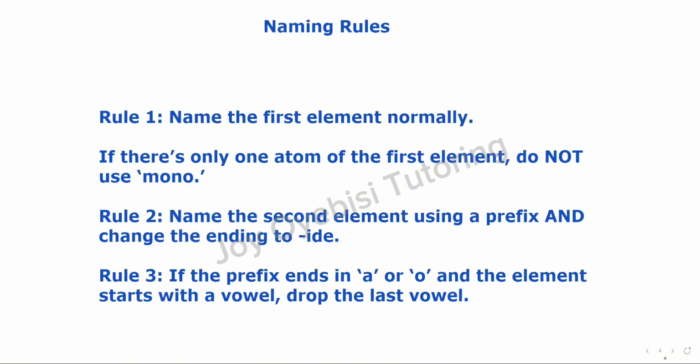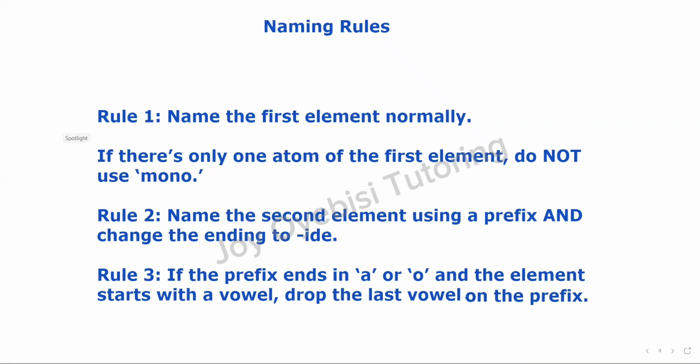Now, rule 2, name the second element using a prefix and change the ending to ide. So whether it is one or more, we must use the prefix for the second element. And it will usually end with ide, unlike the first element that will retain its name just the way it is in the periodic table.